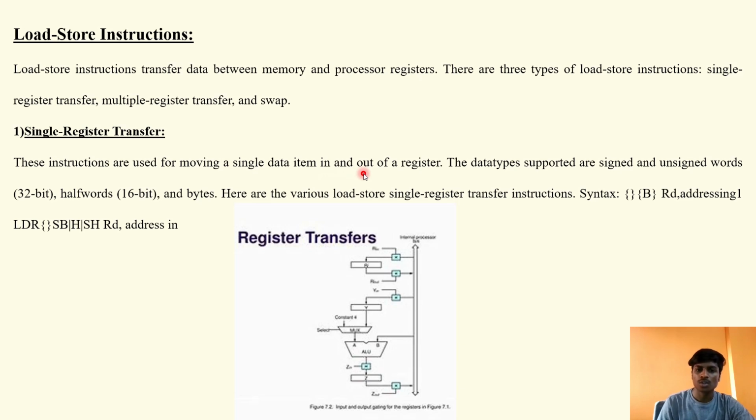Here are the various load store single register transfer instructions. The syntax is B for branch and Rd for the destination register, with addressing mode 1. LDR is load register, with variants SB, H, SH, and Rd, address. As you can see in the diagram, this shows the input and output getting into the registers. This was learned before in digital design and computer organization.